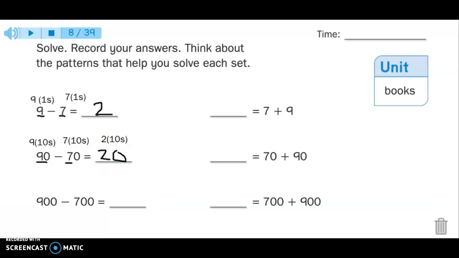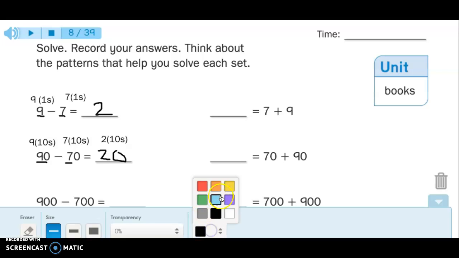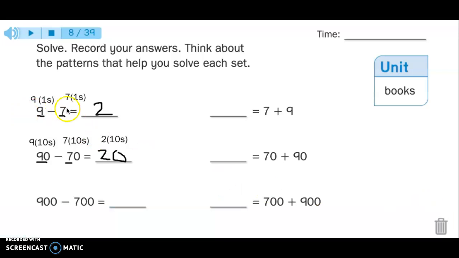Do you see how those facts are basic facts? 9 minus 7 helped us with 90 minus 70. I have a 9, a 7, and it equaled 2. But we added how many zeros? 1 0. See if you can use that pattern to help you with the next one.